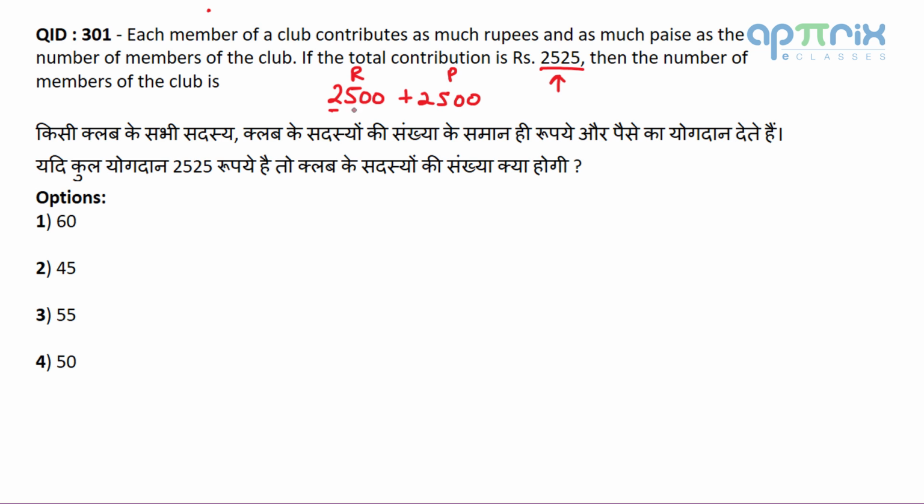Now clearly this particular value, this magnitude of 2500 will be nothing but a square of, it's saying each member is contributing an equal number of rupees as many members. So if you assume the number of members to be x, each will be contributing x rupees and x paise only. So therefore x square will be 2500, and without any confusion you can easily mark that x here is going to be 50. It's so easy, nothing else, right?